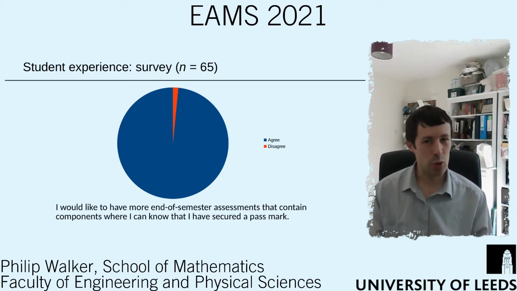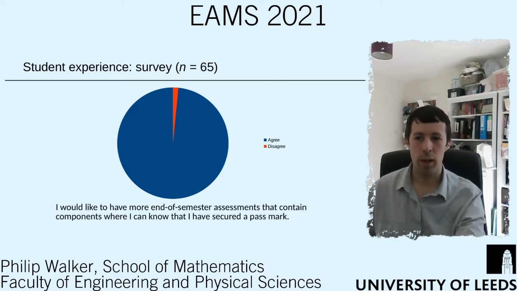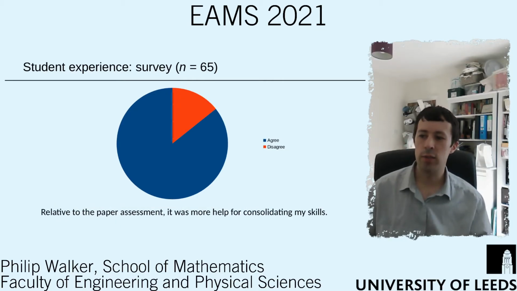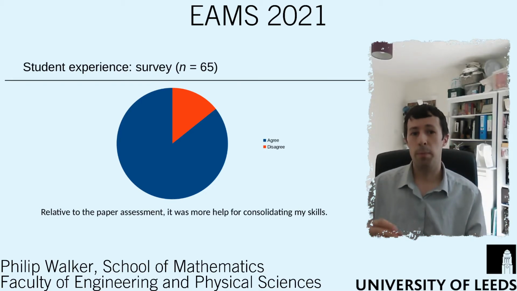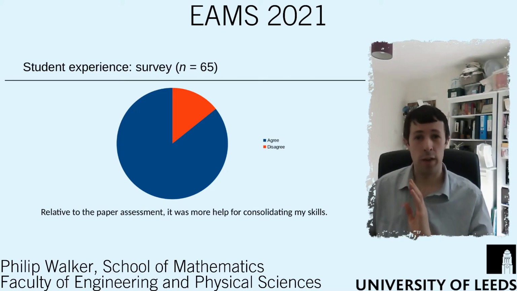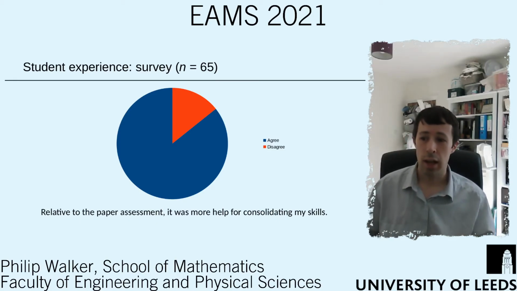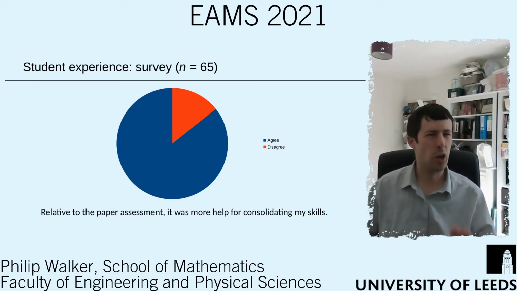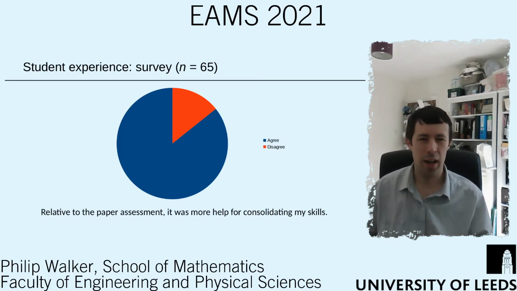And then obviously I was trying to drill into, well, why might you like that? So I asked them, relative to the paper assessment, do you feel that it was more help for consolidating your skills? And again, you can see the vast majority of them agree that actually, relative to this very stretching assessment, the basic one where they might have had to do several attempts. I did look at those data, and I do have those data. Some of them knocked stuff out straight away, and some of them took several attempts to get it right. So they're saying relative to the paper assessment, it was more help for consolidating their skills, because I guess they were doing it multiple times.